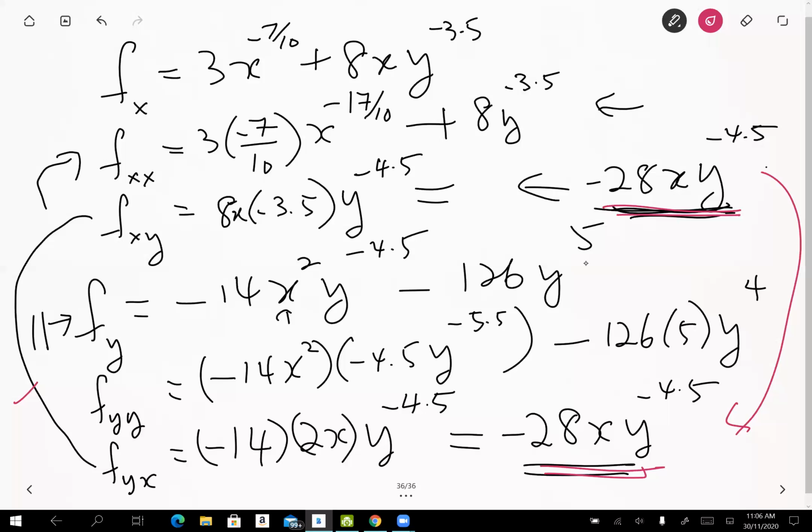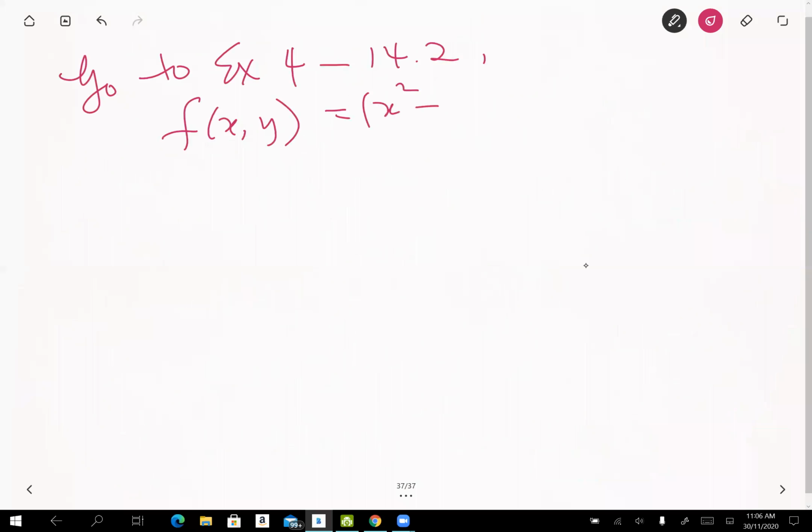Okay, I would like you to look at example number 4, example 4 in 14.2, where you have f of xy equal to x squared, then another square. Not plus, minus. Should be a minus sign.